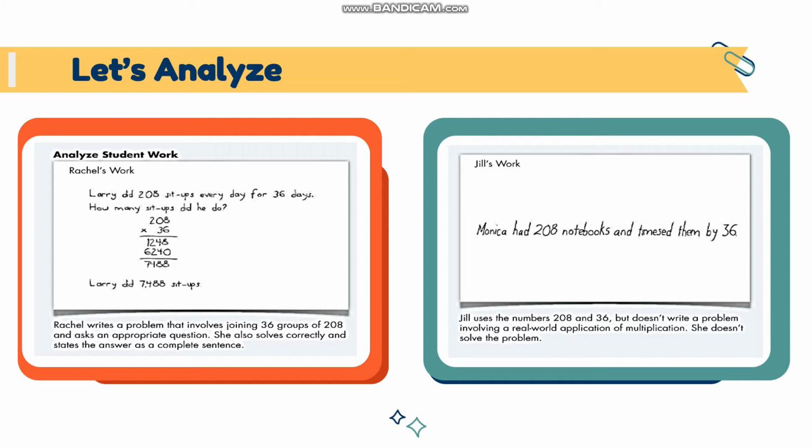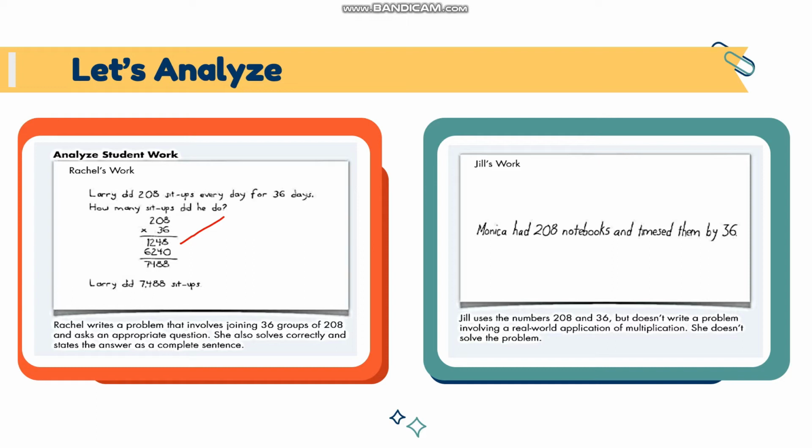So her problem is: Larry did 208 sit ups every day for 36 days. So how many sit ups did he do? Then she multiplied 208 by 36 using the standard algorithm. 6 times 8 is 48, regroup 4. So 6 times 0 is 0 plus 4 is 4. 6 times 2 is 12. So the first partial product is 1248.